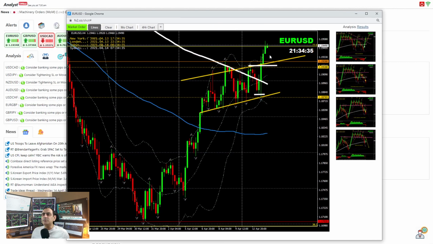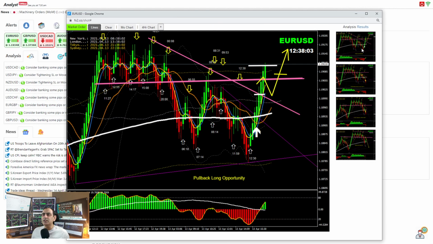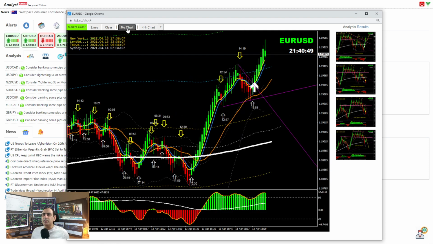As soon as the price broke, I explained to my traders to look for a pullback if the price is going to break. I'm explaining in more detail that if the price is going to break, look for a pullback. So what happened after that? You can see the price broke this level. Based on the analysis, we had one or two beautiful pullbacks based on the momentum.